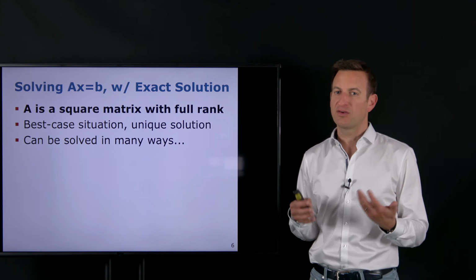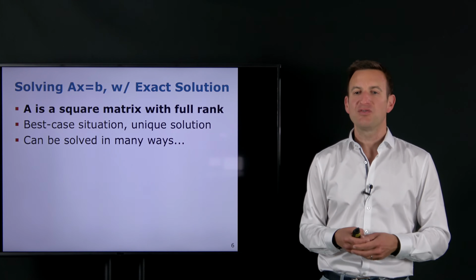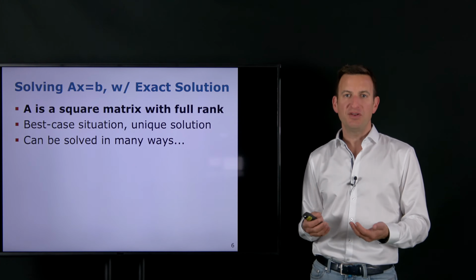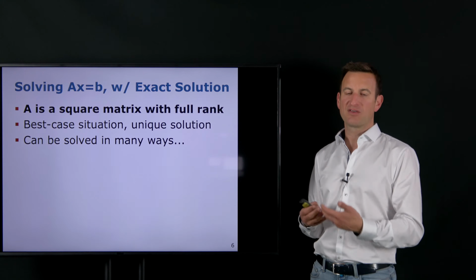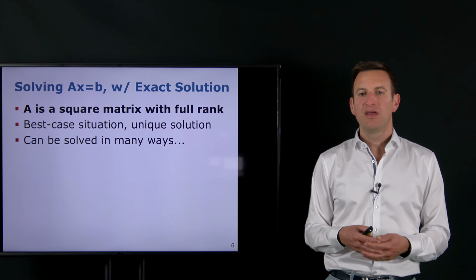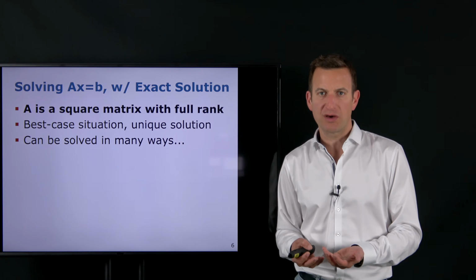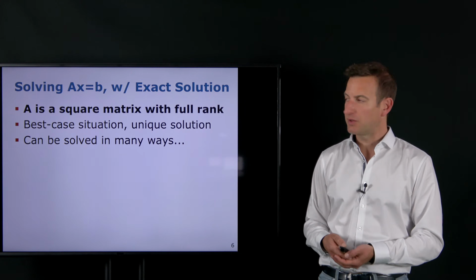A is a square matrix and has full rank, and this is, so to say, the best case, because in this case there is a unique solution. So there is one vector x which actually solves this problem, and obtaining this vector x can be achieved in multiple different ways. There are multiple ways you can do that.